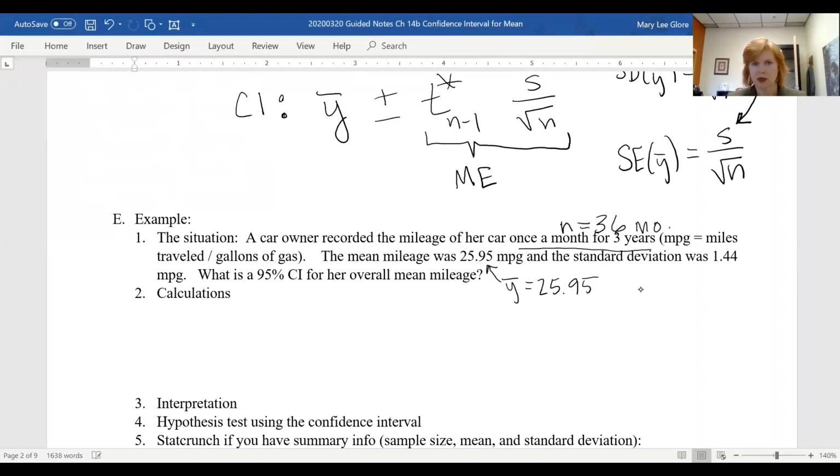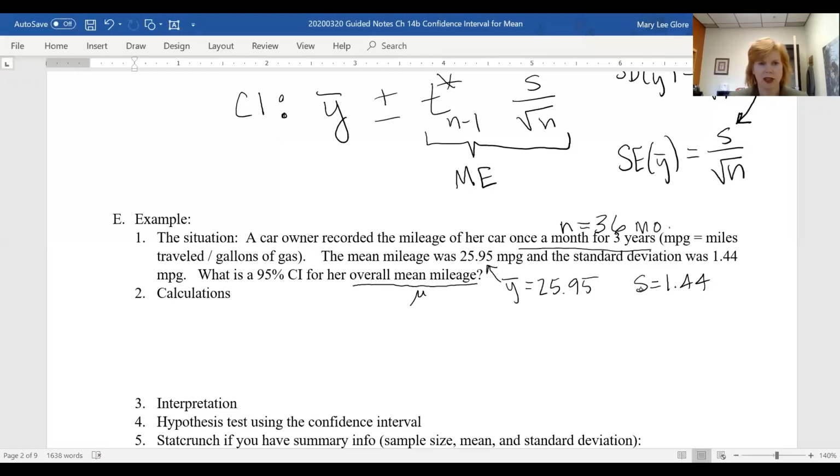And the standard deviation was 1.44, right? So the reason this is not mu and sigma is because these are measuring the sample of 36 months. So these are sample statistics, so I use y bar and S, not mu and sigma, which I would use if I was looking at overall mileage. And that's what this is saying. What is a 95% confidence interval for overall mean mileage? Right? So what kind of average if she was to do this for all months and all time? And that is going to be mu. All right? So we want a confidence interval for mu.